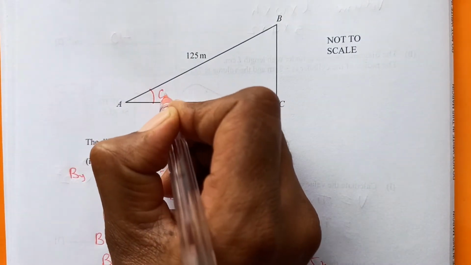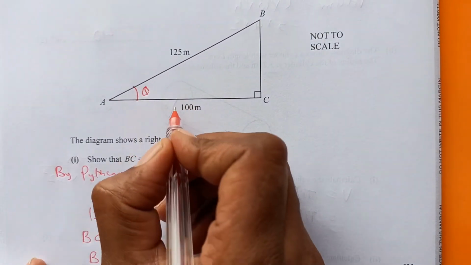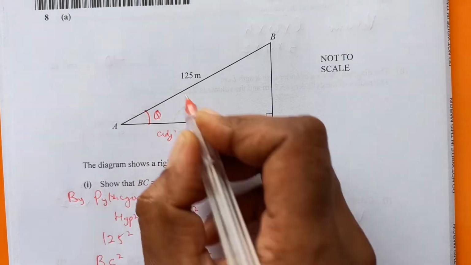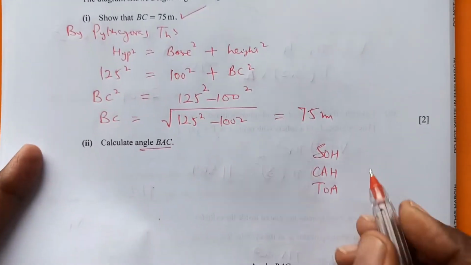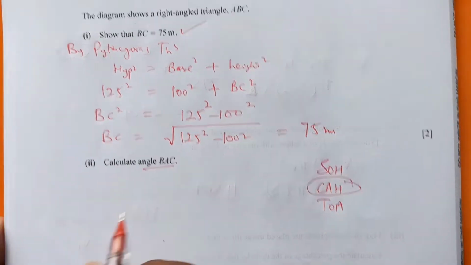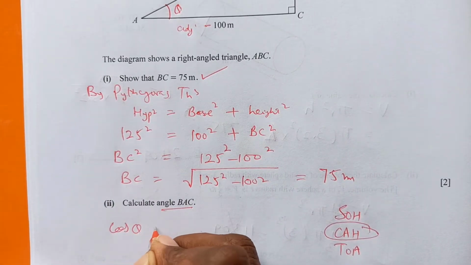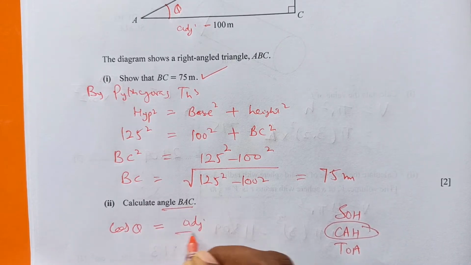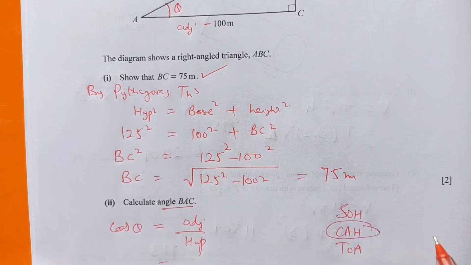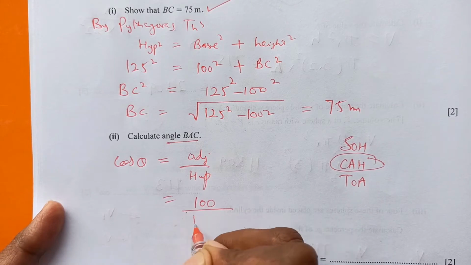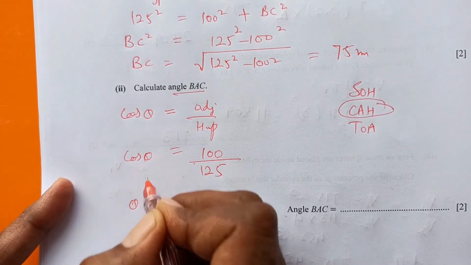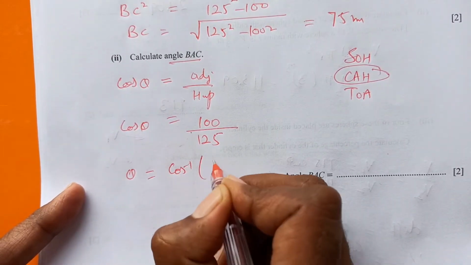Now calculate angle BAC. BAC is this angle. Let's say this is theta. So now we can use SOHCAHTOA here. We have here adjacent and hypotenuse, so it is cos. So cos theta, that means cos BAC, is equal to adjacent over hypotenuse. Adjacent is 100 over hypotenuse is 125.